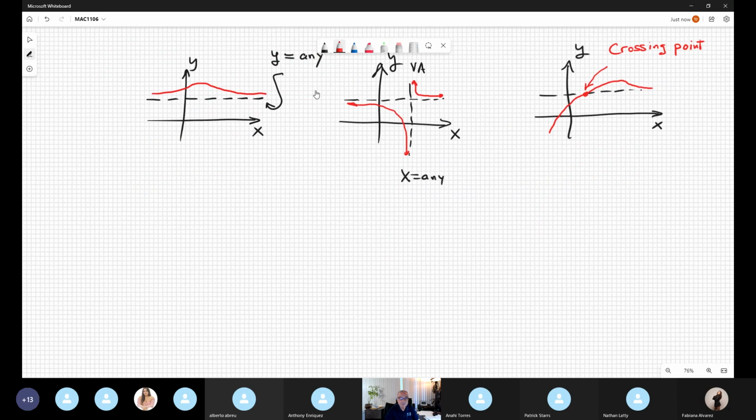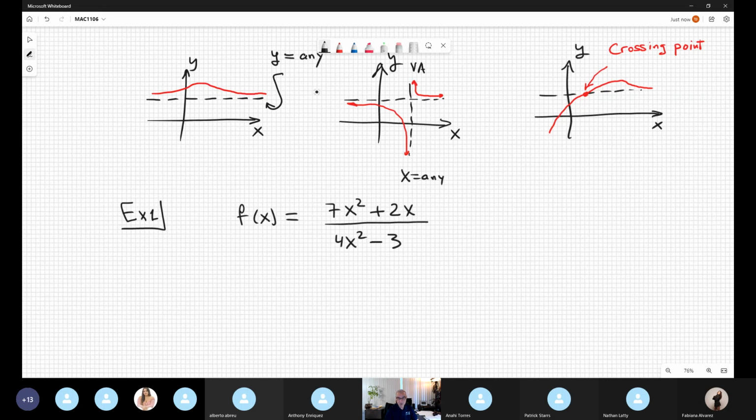Example one of the horizontal. Suppose this example is easy. f(x) = (7x^2 + 2x) / (4x^2 - 3). Okay, super important. Do the degree analysis. I call it like that, degree analysis.